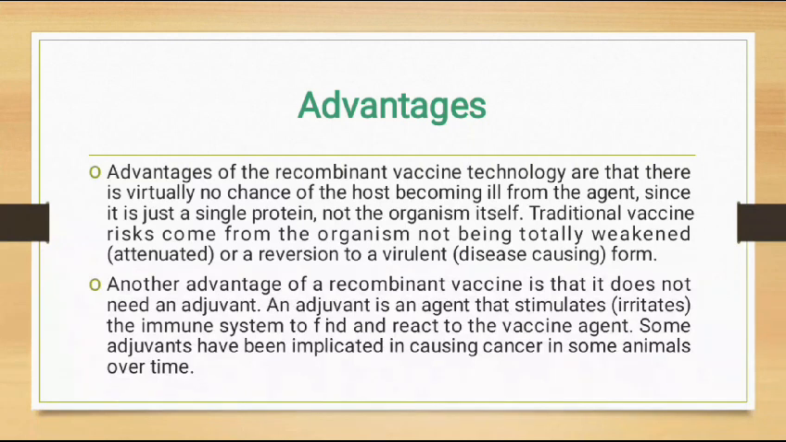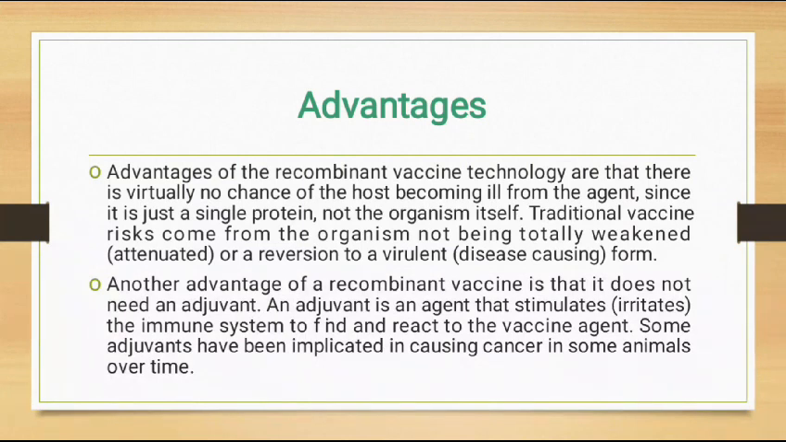Advantages of the recombinant vaccine technology are that there is virtually no chance of the host becoming ill from the agent, since it is just a single protein, not the organism itself. Traditional vaccine risks come from the organism not being totally weakened, that is, attenuated, or a reversion to a virulent, that is, disease causing form.